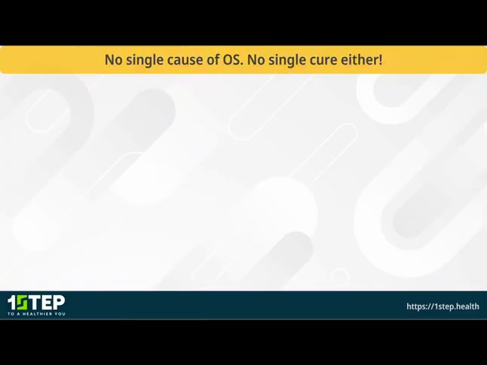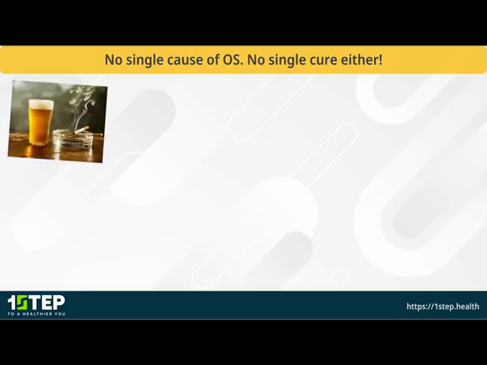What you must have also understood by now is that there is no single cause of oxidative stress. In fact, I told you 15 causes of oxidative stress. So there is no single cure either. If you want to reduce OS, you have to do many things. They are as follows. Stop or reduce smoking and alcohol consumption.